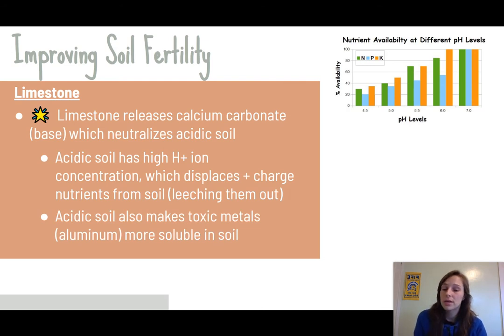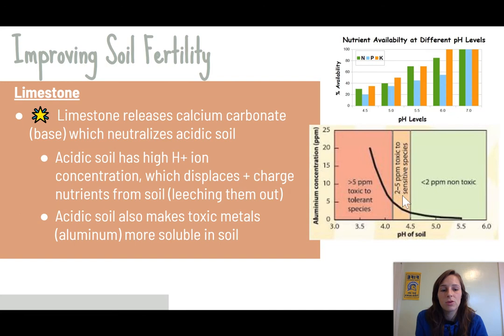Another reason you don't want acidic soil is because it makes toxic metals like aluminum more soluble in the soil, and plants can potentially take those up in their roots. So we don't want toxic metals in our soil. And if you look here, really acidic, we have higher levels of aluminum concentration, which can actually get to toxic levels for some species that might be living in the soil there. And if we get it to a higher pH, you're going to have less aluminum concentration, which is going to be a lot healthier for all those animals who live in the soil.